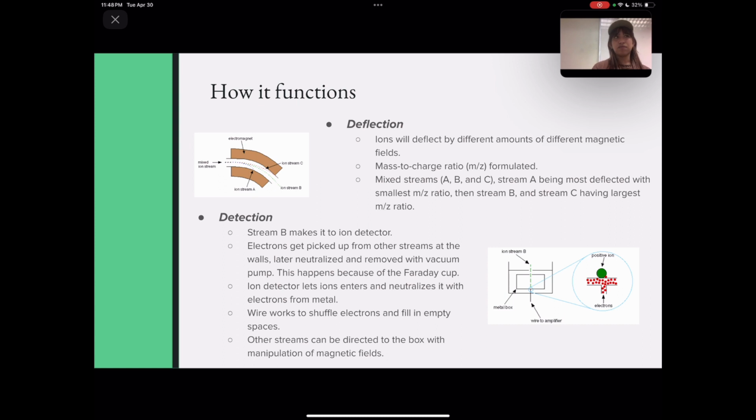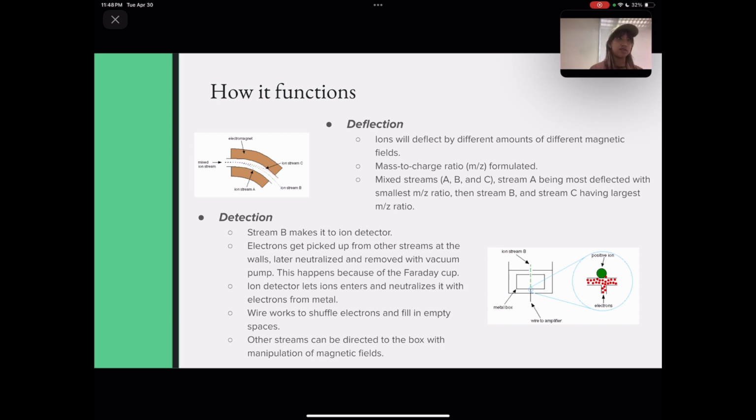In the detection, stream B is made into an ion detector if we're doing it by ideal circumstances. The rest of the ions that are in stream A or stream C usually are collected at the walls. In the walls, the Faraday cup is what is collecting them and neutralizing them by giving off electrons from the metal of the sides to make these a zero charge or a neutralized atom. So when it collects them, the vacuum pump can come in and clean them out.